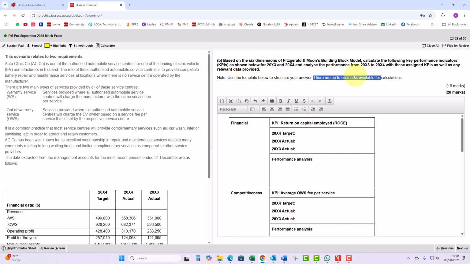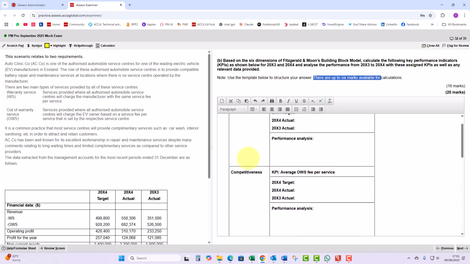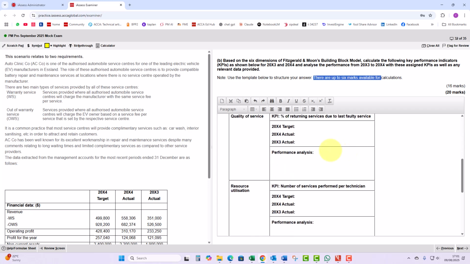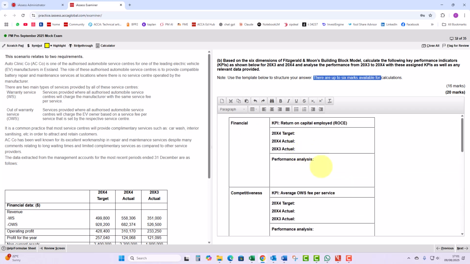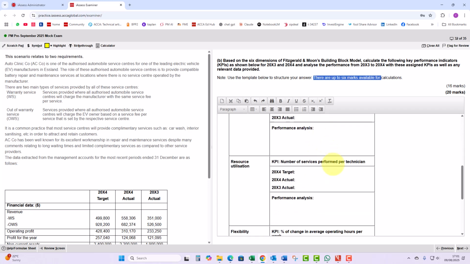Based on the 6 dimensions of Fitzgerald and Moon's building block model, calculate the following KPIs as shown below for 20xt3 and 20xt4. Analyze the performance from 20xt3 to 20xt4 with these assigned KPIs as well as any relevant data provided. And it's given us the 6 dimensions here. It's given us the KPI for each of those. We need to do the calculations and the performance analysis. If there are 6 marks for calculations, that means there are 10 for the rest of the question.